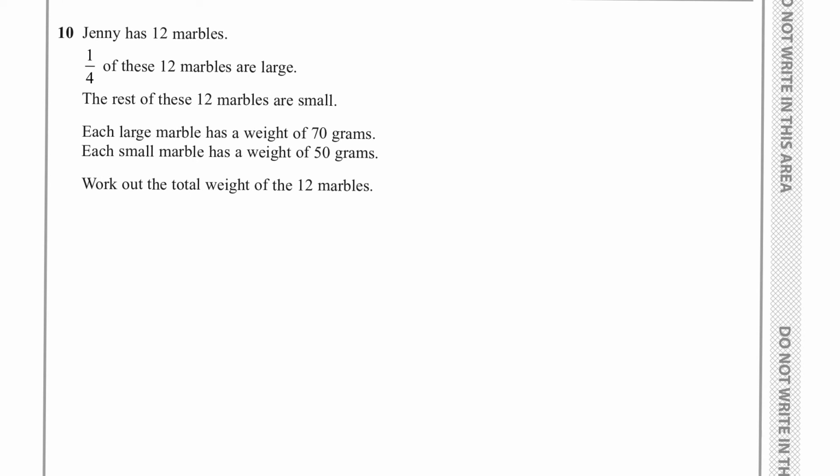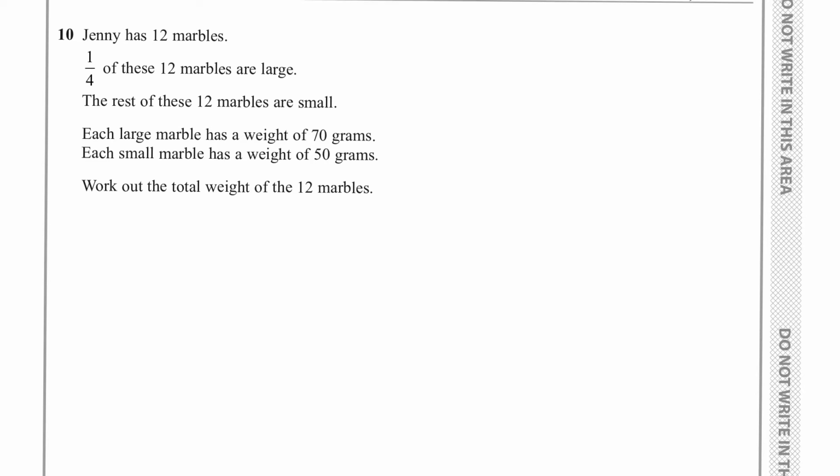Jenny has 12 marbles. A quarter of these marbles are large. The rest are small. Each large marble has a weight of 70 grams. Each small marble has a weight of 50 grams. It wants us to work out the total weight of the 12 marbles. So let's work out how many large ones we have and how many small ones we have. So the large ones is going to be a quarter of 12, aka a quarter times 12, which would leave you with an answer of 3. So we have 3 large marbles.